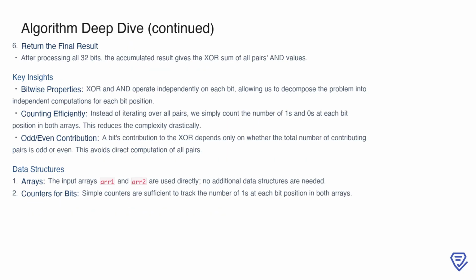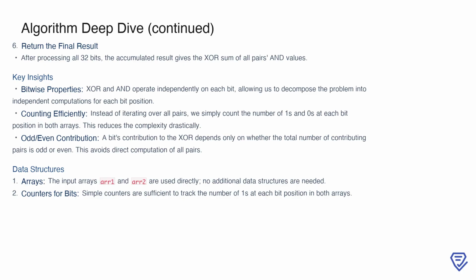After calculating the contribution of each bit, the final step is to iterate through all 32 bit positions and accumulate the results. By processing each bit from 0 to 31, we calculate the XOR contribution for that bit and add it to the total result. Once all bits have been processed, the accumulated value represents the XOR sum of all pairs' bitwise AND values.